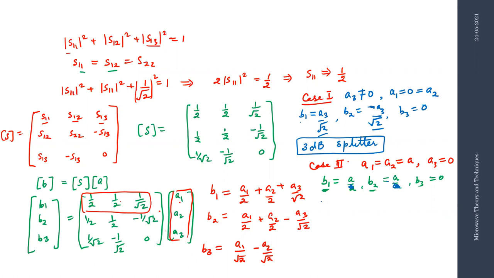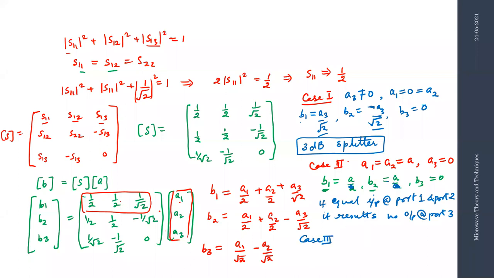So if you are applying equal input at port 1 and port 2, I am writing the conclusion: it results in no output at port 3. So this is the conclusion of case 2.